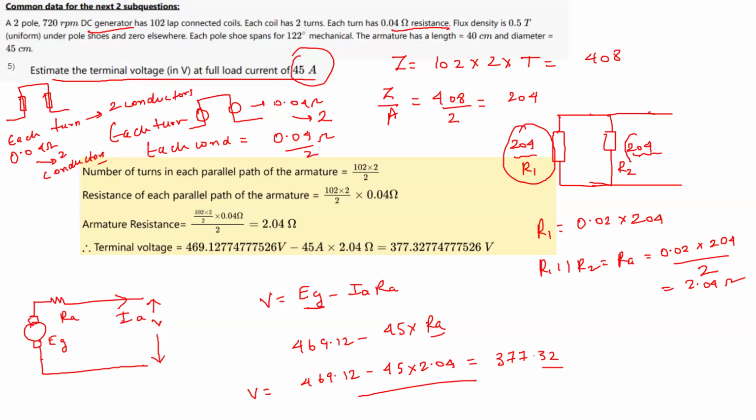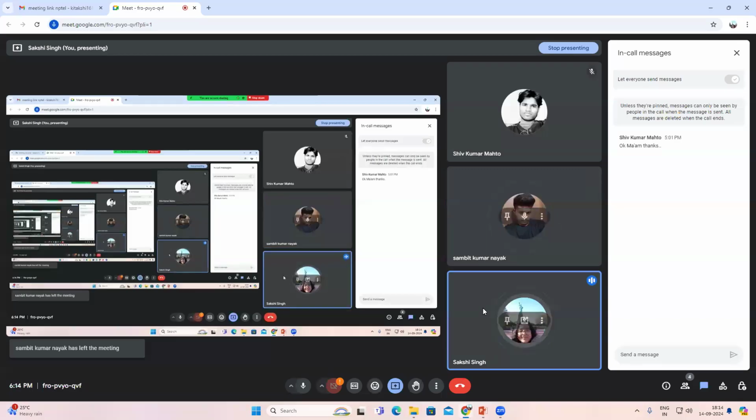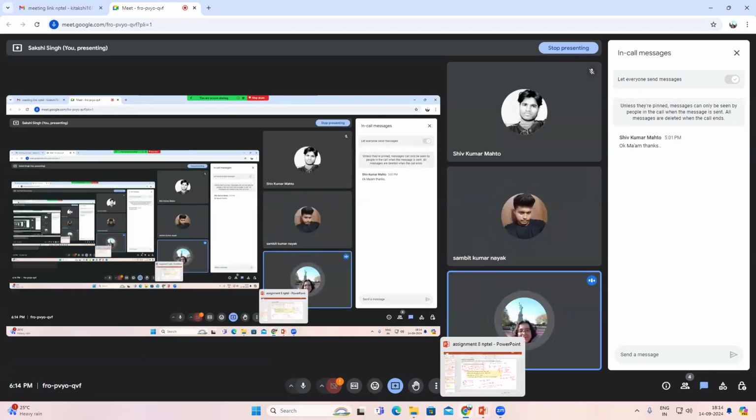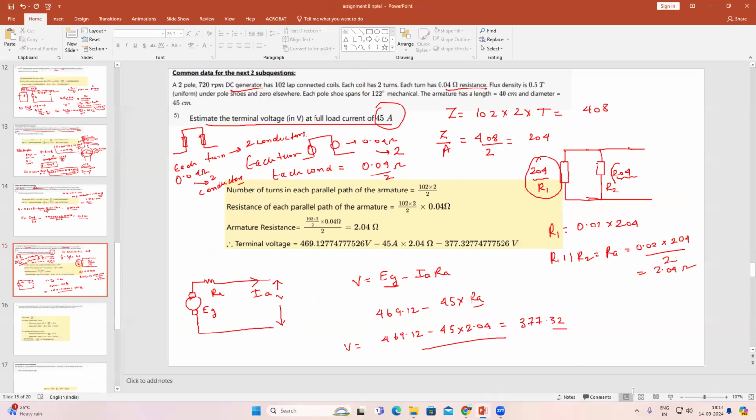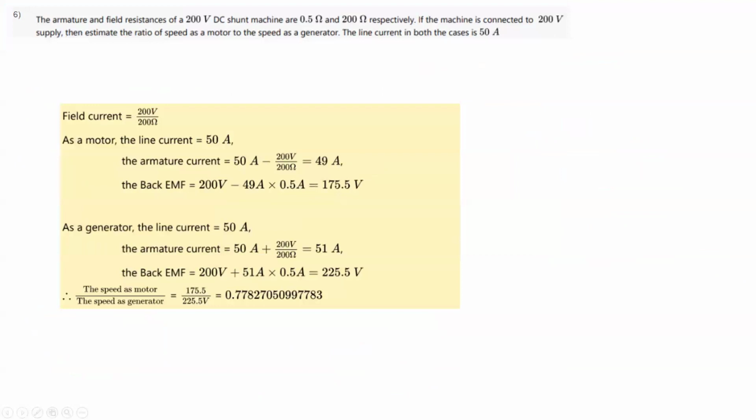What about the others, Shiv Kumar Mahato? Is this question clear? Okay, I hope there is no doubt in this question. If you have doubt, then you ask in between. Now let us go to the next problem.